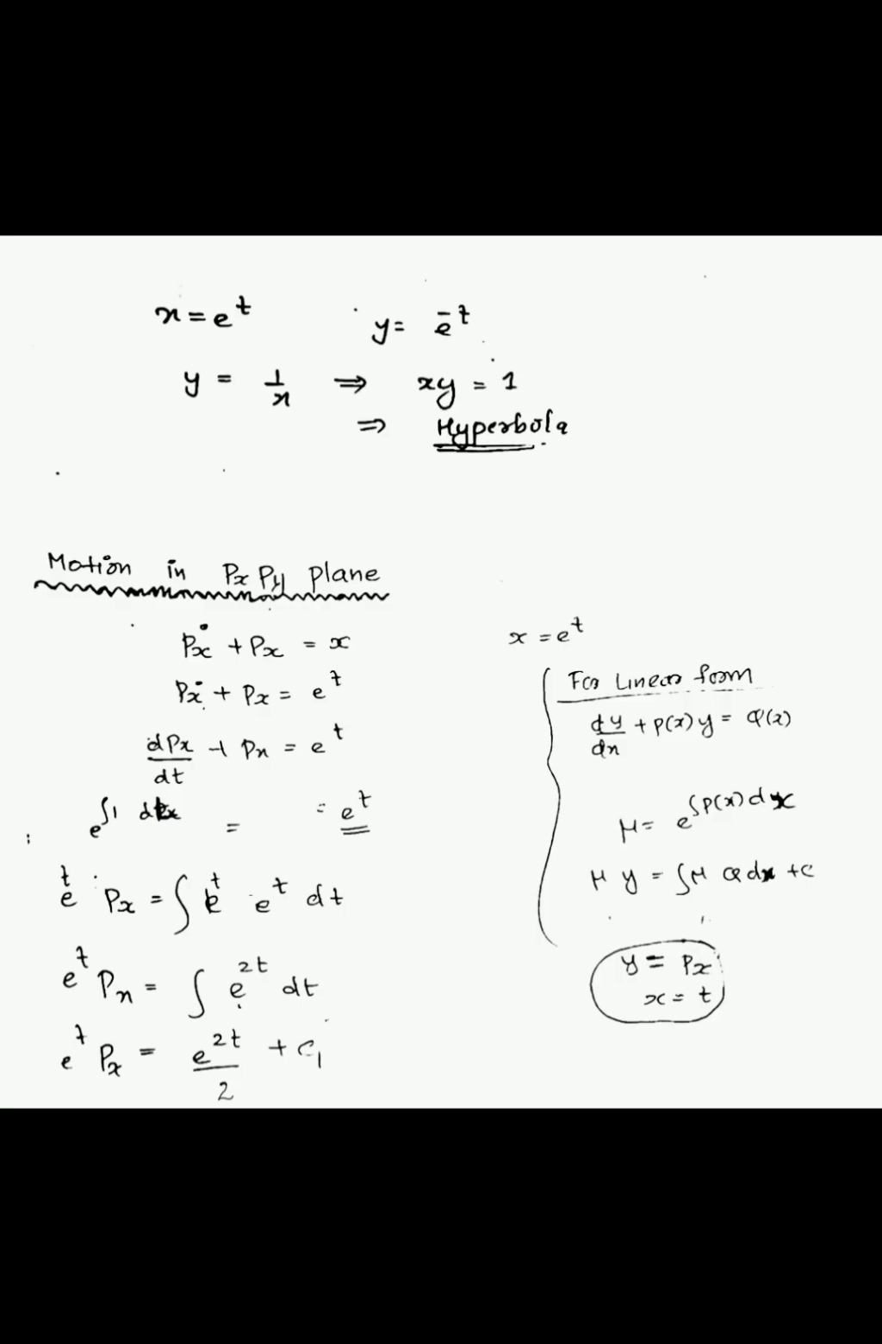Here the factor is e raised to the integral of 1 dt, that is equal to e raised to t. So the solution can be written as e raised to t times px is equal to the integral of e raised to t times e raised to t dt. That is, e raised to t times px is equal to the integral of e raised to 2t dt. That is, e raised to t px is equal to e raised to 2t by 2 plus c1.